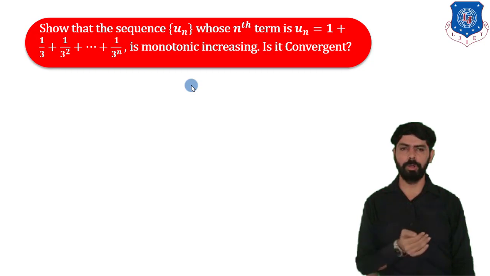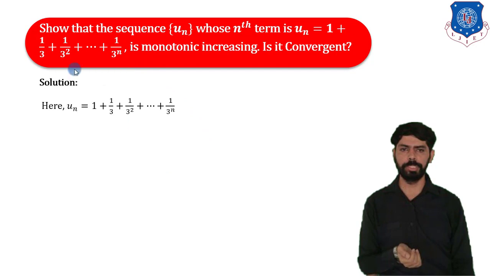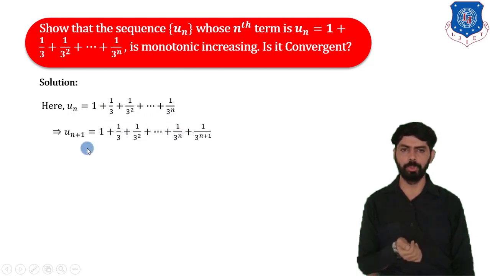Here, first of all, we will have to prove that this sequence is monotonic increasing, and after that we will have to check whether it is convergent or not. So here un is equal to 1 plus 1 divided by 3 plus 1 divided by 3 square plus so on plus 1 divided by 3 raised to n. So un plus 1 will be, here we will replace n by n plus 1 in un.